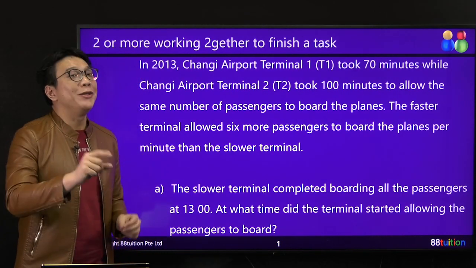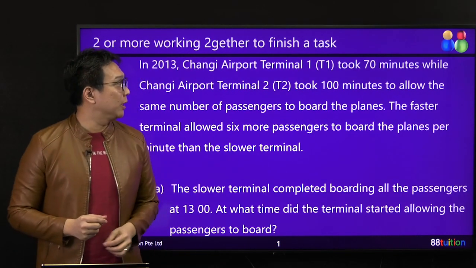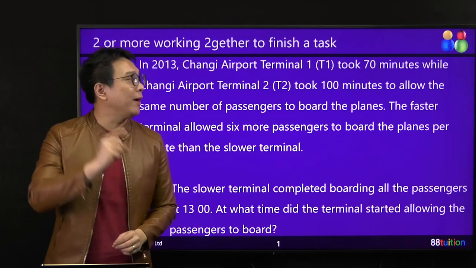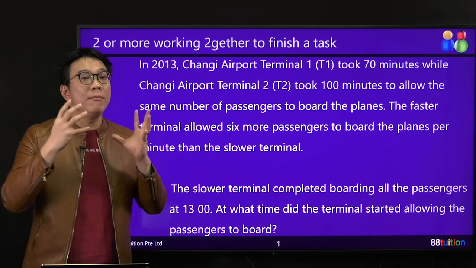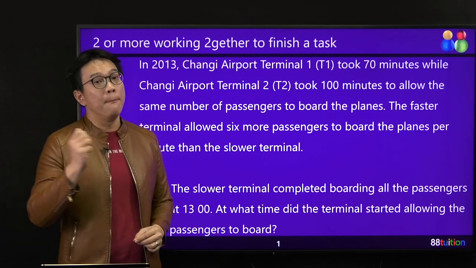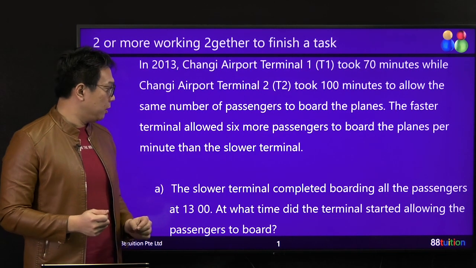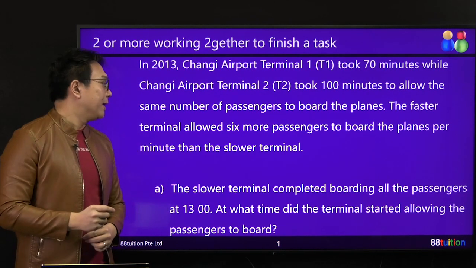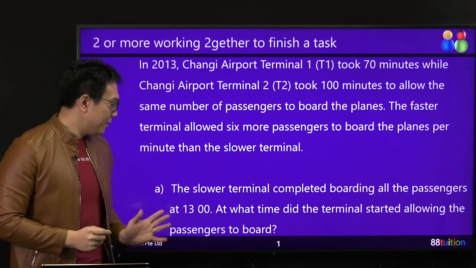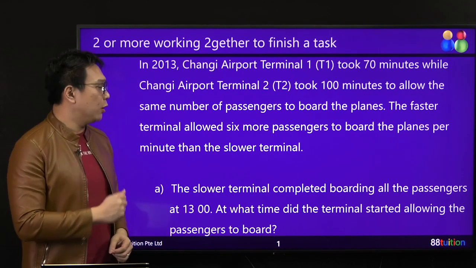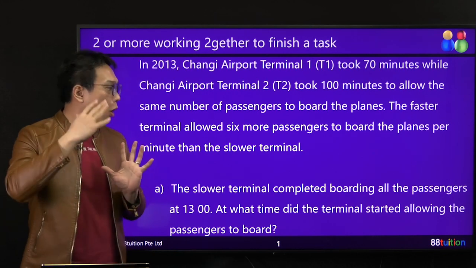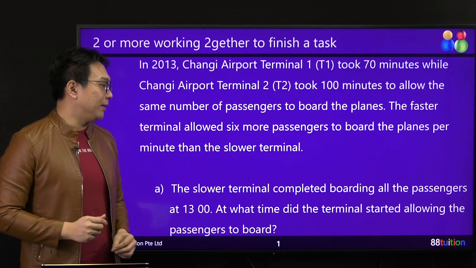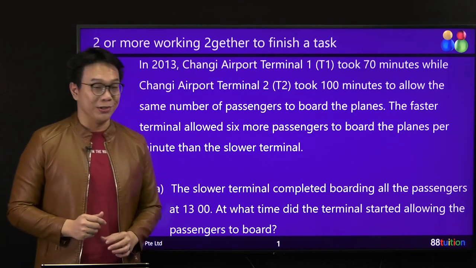Very familiar? In 2013, Changi Airport Terminal 1 (T1) took 70 minutes, while T2 took 100 minutes to allow the same number of passengers to board the planes. The faster terminal allowed 6 more passengers to board the plane per minute than the slower terminal. All right? So, first part of the question. The slower terminal completed boarding all the passengers at 1 p.m. At what time did the terminal start allowing the passengers to board?